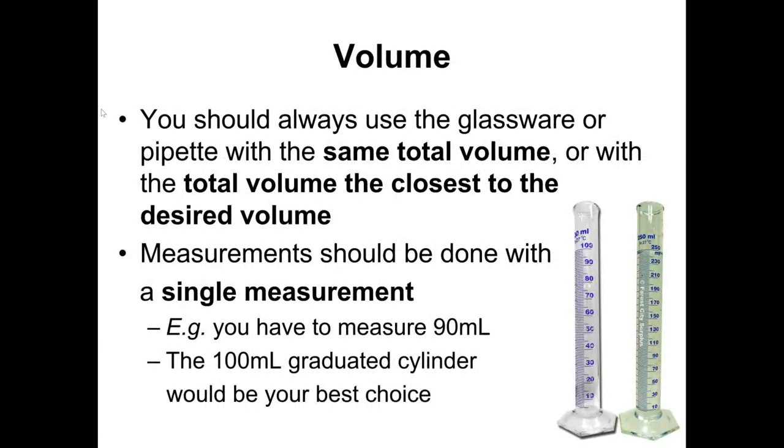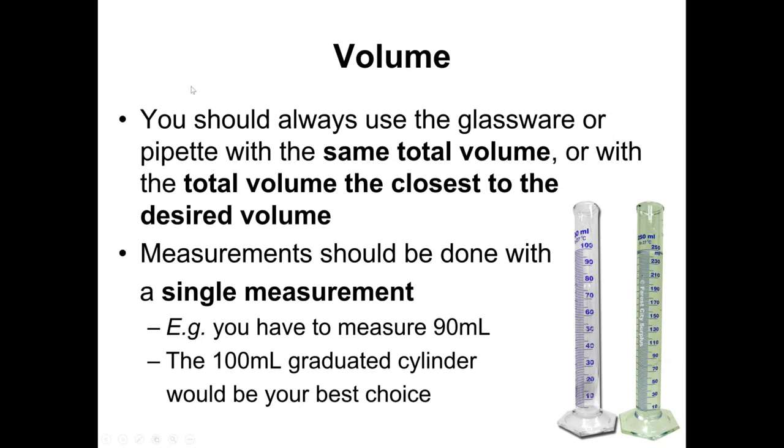The last parameter that I want to discuss, at least in terms of liquid measurement, is the volume. You should always aim to use a piece of glassware or pipette which has the same total volume that you are trying to measure. So if you have to prepare a 100 milliliter solution, you look for a 100 milliliter volumetric flask. Or if it's not available, you try to use the piece of glassware that has the total volume as close as possible to the volume you want to measure.